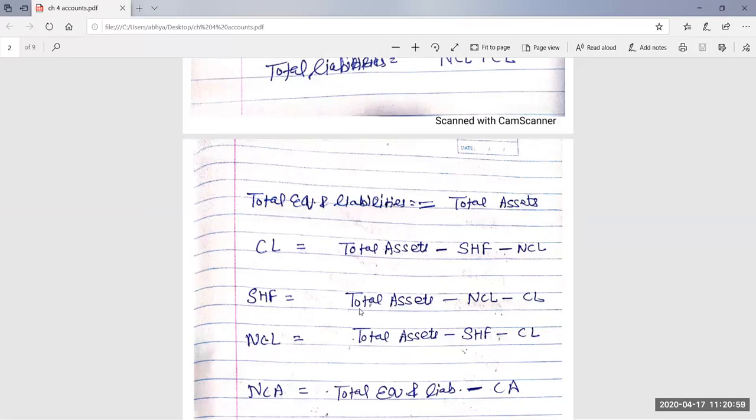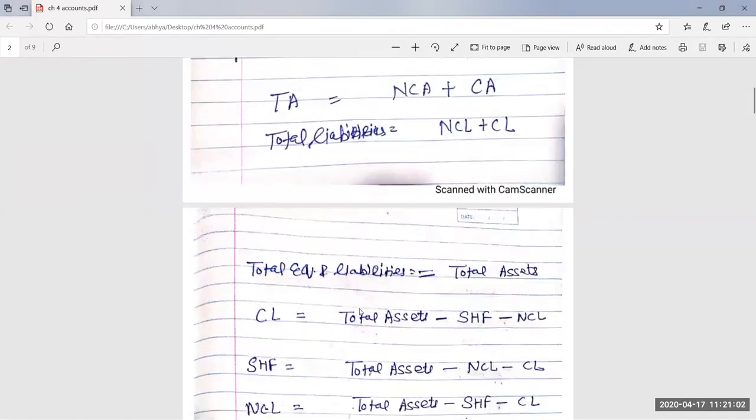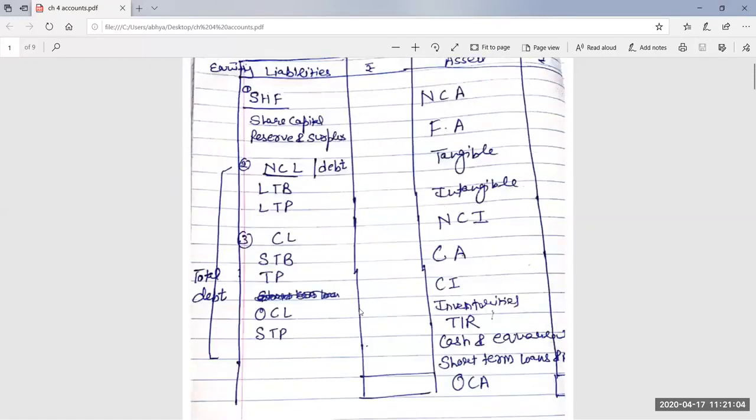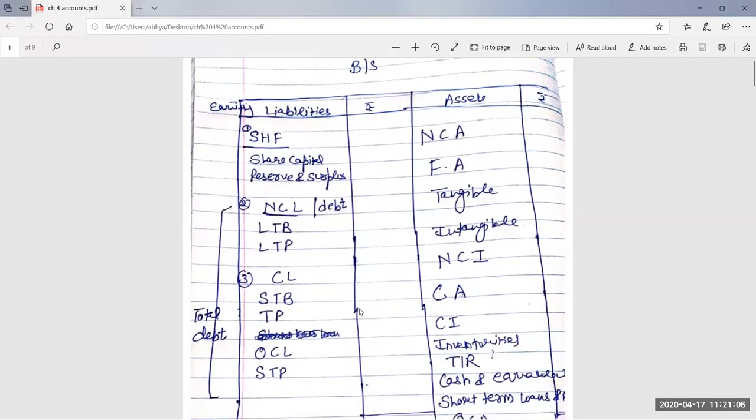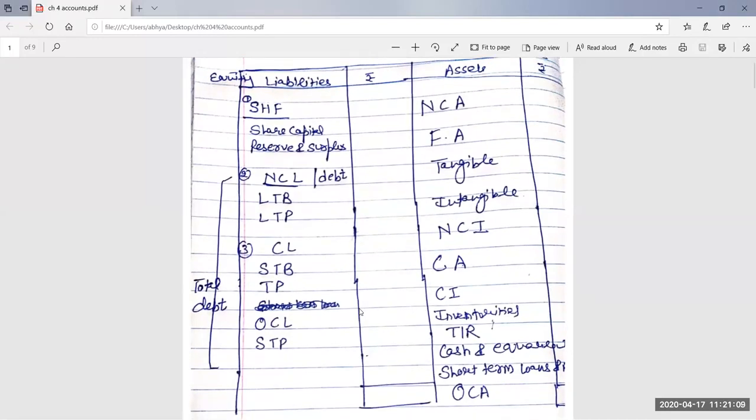Suppose we have to find out current liability. All the other items of the balance sheet are given, and we have to find out current liability. So what can be the formula to find out current liability? All the other heads of the balance sheet are given. Just write the formula fast. Total assets are given, the rest of the heads are also given, only current liability is not given. Then how will you find out current liability?